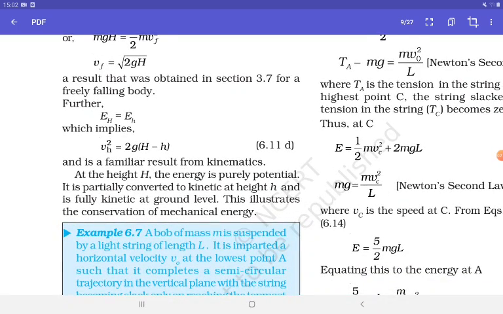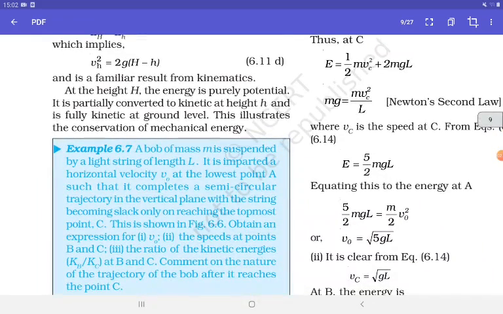At the height H, the energy is purely potential. It is partially converted to kinetic at a height h and is fully kinetic at ground level. This illustrates the conservation of mechanical energy.